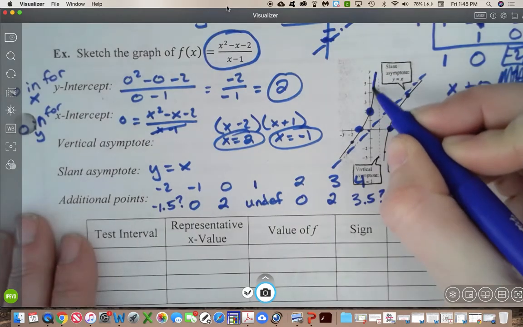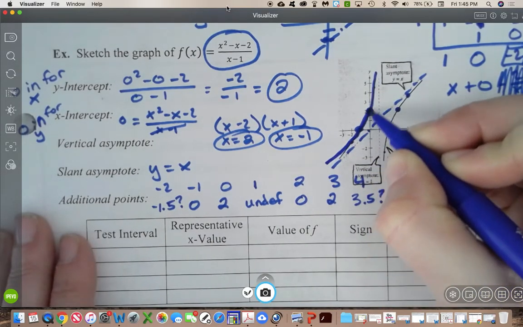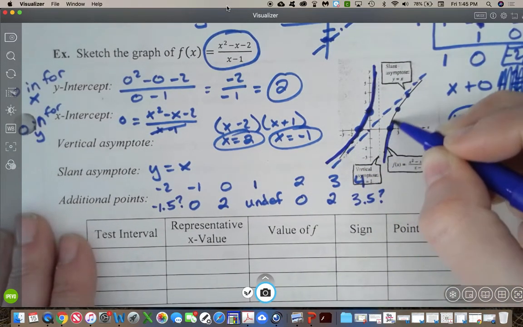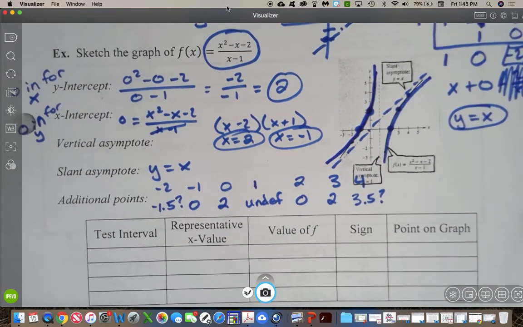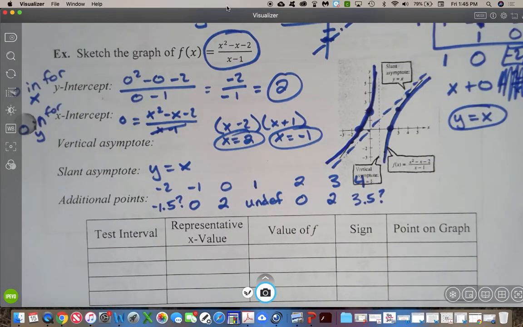Does that make sense? It looks like this and it looks like this. Kind of like the curly H. You guys know what I'm talking about? The curly H, that's what it looks like. Because it has a slant and it has a vertical asymptote. It's kind of bounded by those two things, yeah?